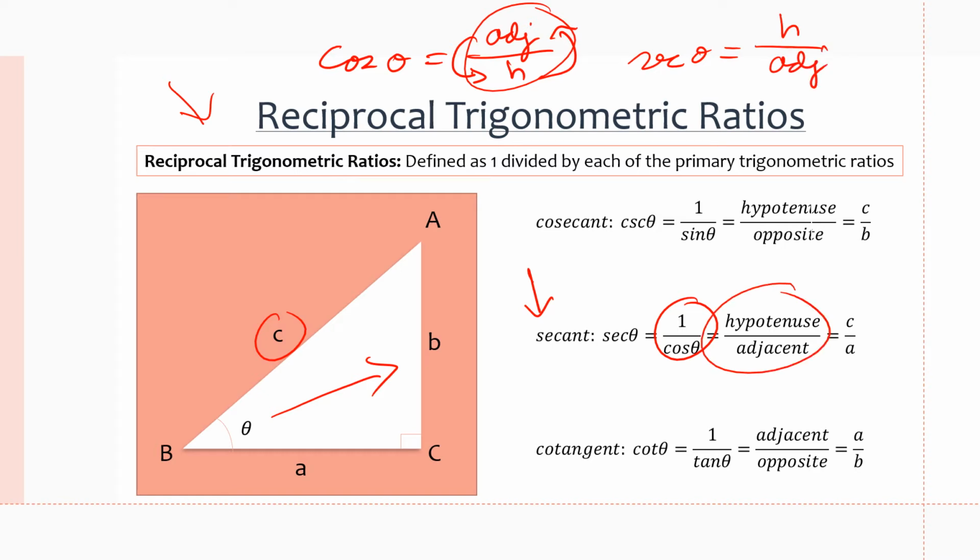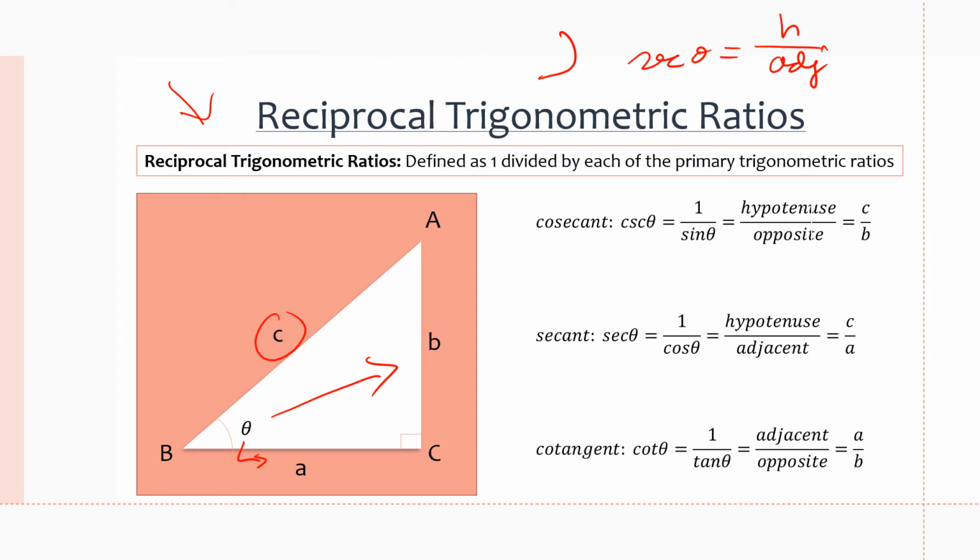And in this particular triangle, hypotenuse is C, and the adjacent side to angle theta, remember, is the side that's touching angle theta, but obviously not the hypotenuse, which is side A. So we're going to have secant theta is equal to C over A. That's our ratio.